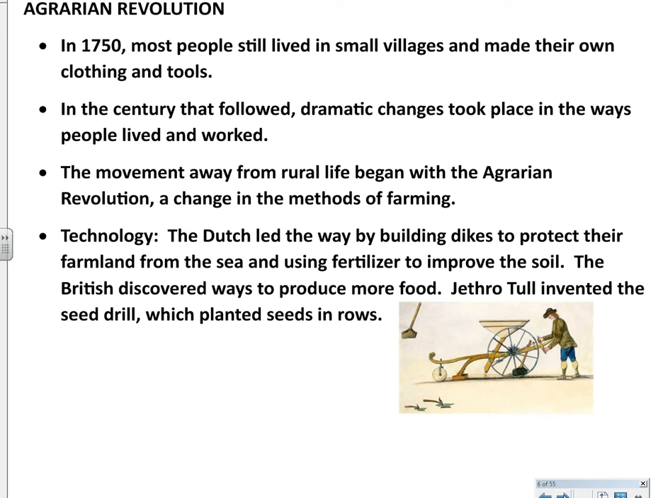It's about 1750, most people still live in small villages, make their own clothing and tools. In the century that follows, dramatic changes take place in the ways people lived and worked. This movement away from rural life began with the Agrarian Revolution or the Agricultural Revolution, a change in the methods of farming. Okay, it begins with technology, and the Dutch lead the way with this.